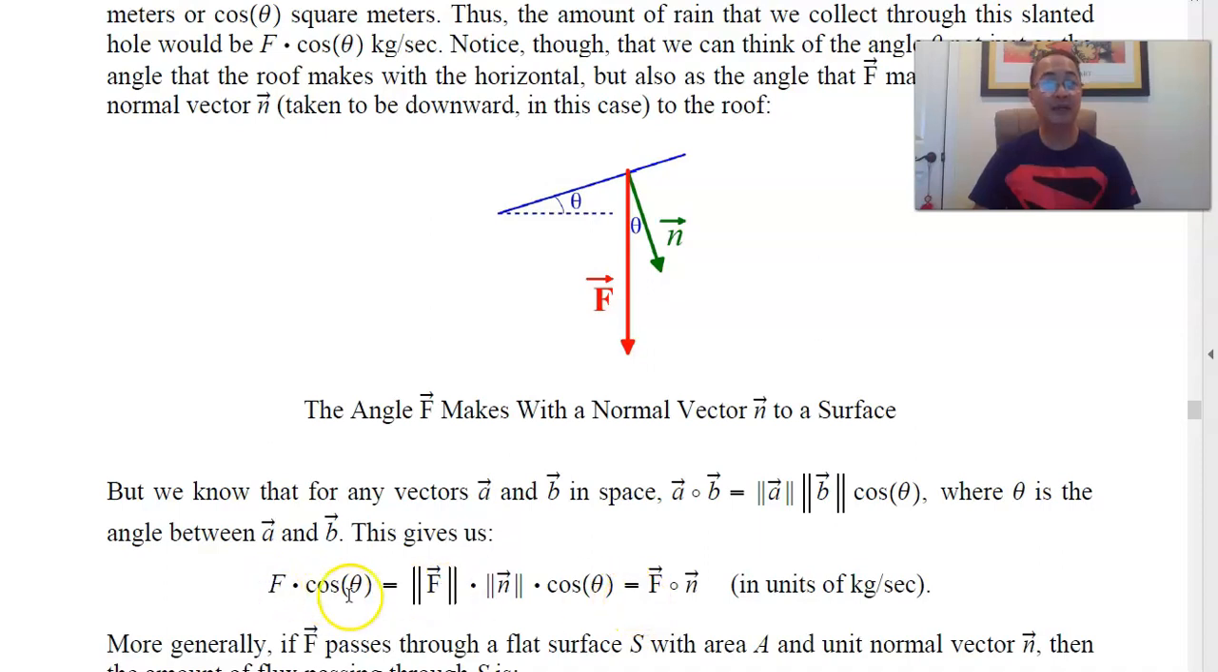So therefore, if we multiply F by cosine theta, which is the magnitude of our force, we can include the normal vector, the unit normal vector n, into that expression because the length of the unit vector is 1. Now that's important because once we see this, that's just the dot product of F with n. So the flux passing through that hole when it's slanted is just the dot product of your vector field with the normal vector.